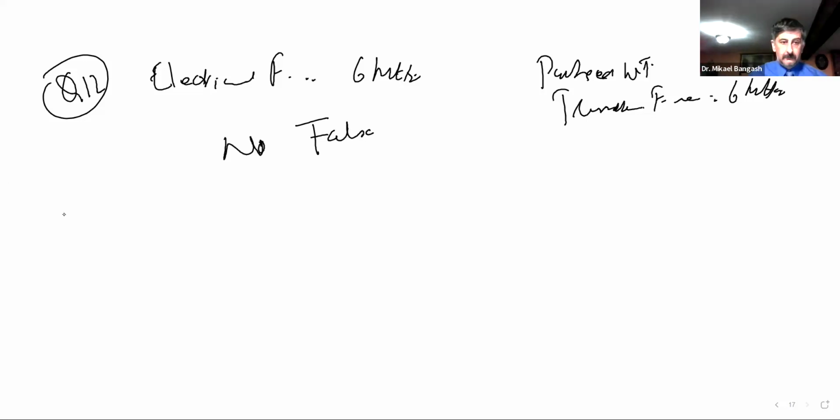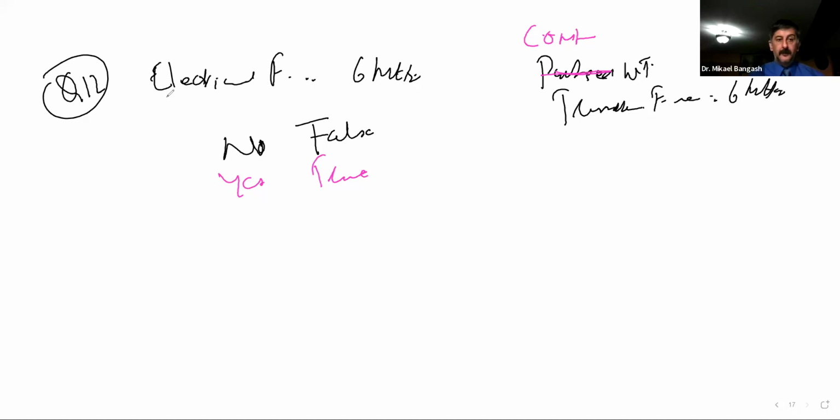It would have been yes. Or we could say that would have been true had it not talked about a pulse wave transducer, but rather a continuous wave transducer, or a non-imaging transducer. But when we talk about a pulse wave transducer, we can't say that the frequency of the electrical signal is going to be the same as the operating frequency. Did that make sense? Good.